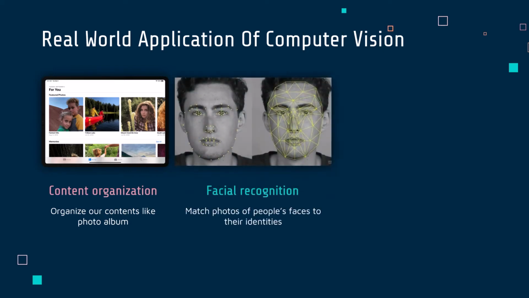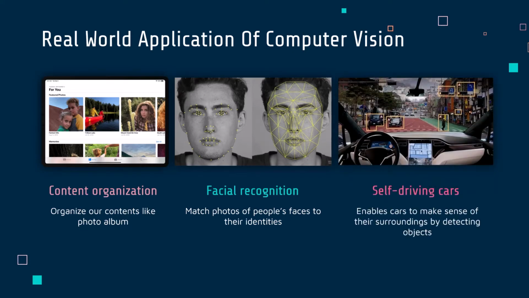Second is facial recognition. This technology is used to match photos of people's faces to their identities. This technology is integrated into major products that we use every day, like our phones and laptops, and it is a crucial technology for biometric authentication.